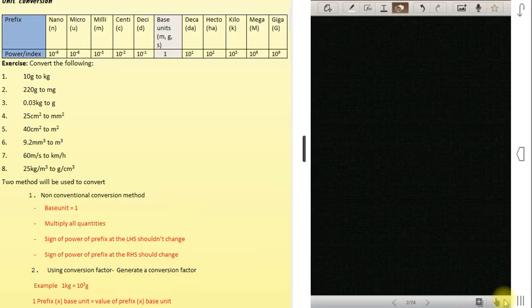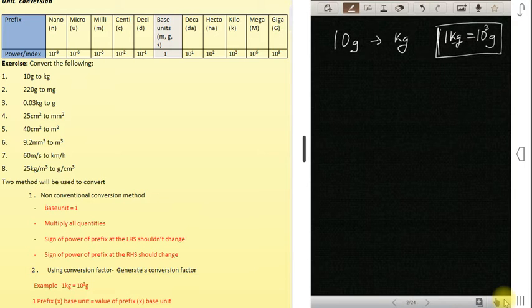Now, question one. Convert 10 gram to kilogram. So we need to generate the conversion factor. 1 kilogram is the same thing as the value of the prefix times the base unit. All right, so this becomes our conversion factor. We can use that to convert.